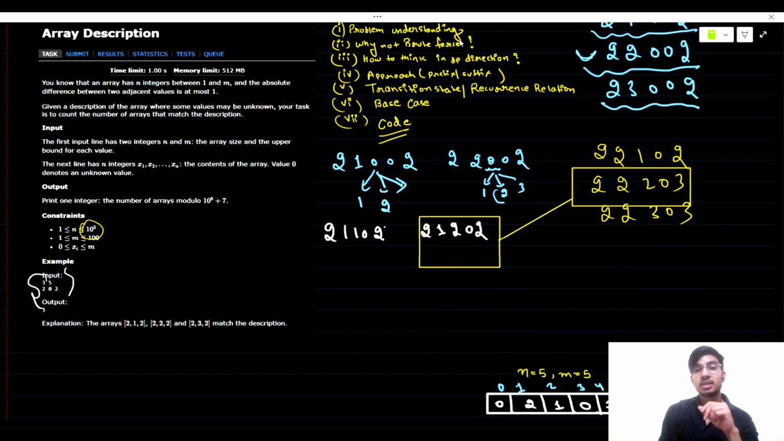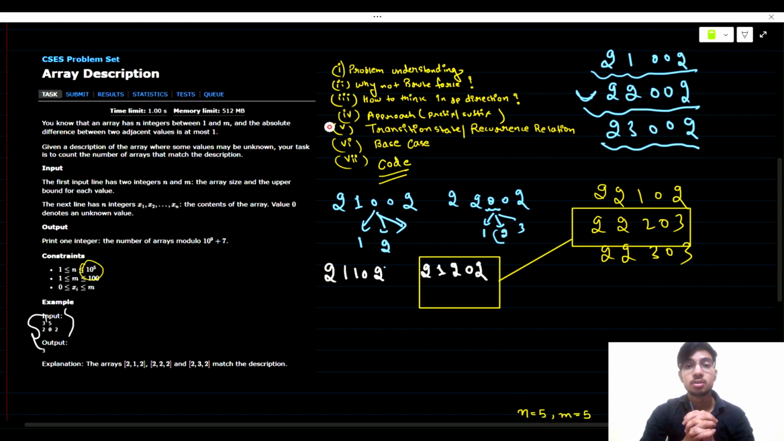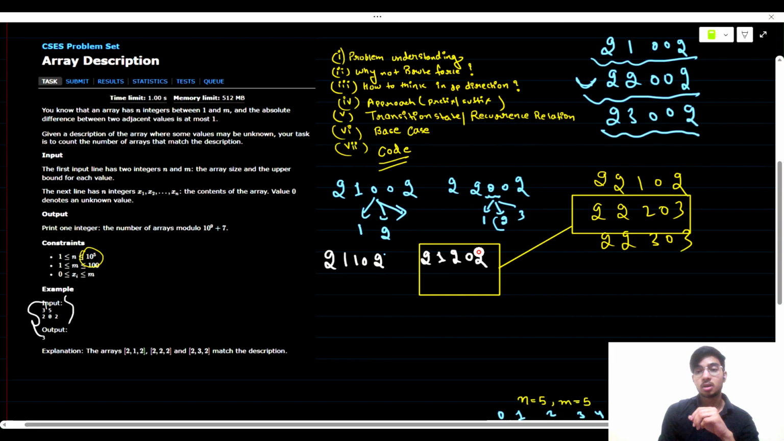So we found that there are subproblems in there, right? So we are definitely going to use dynamic programming to solve it, right? Now let's see what approach we are going to use to solve this.